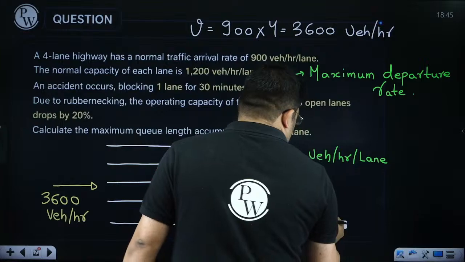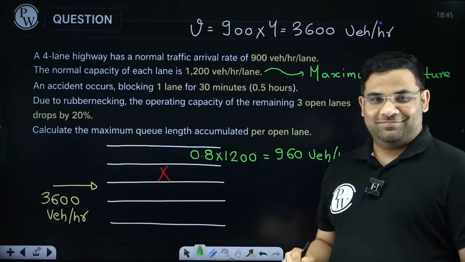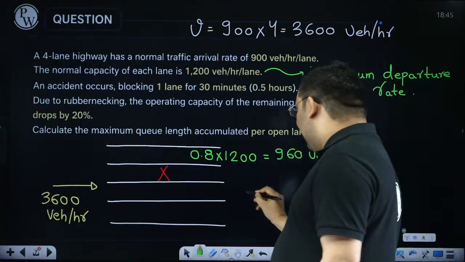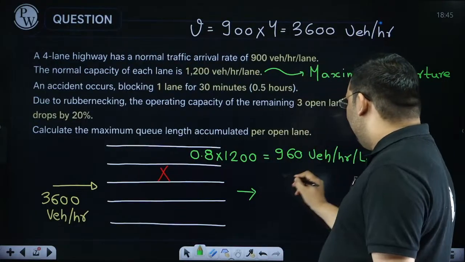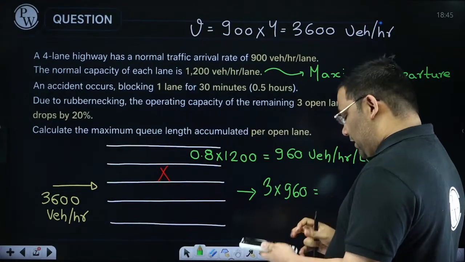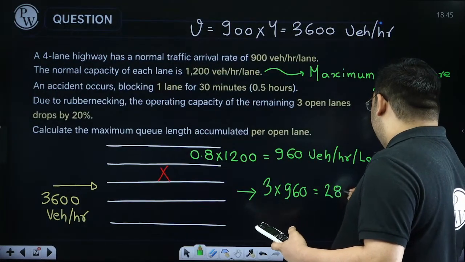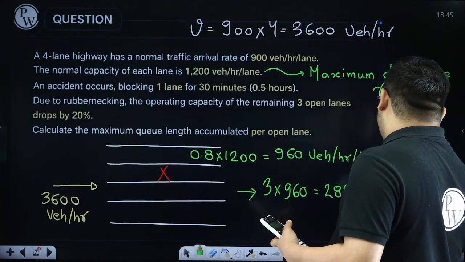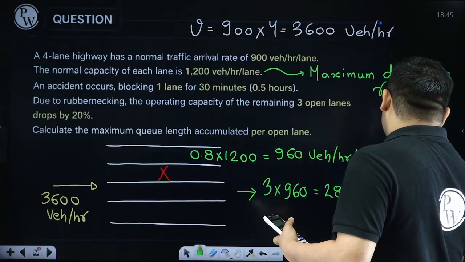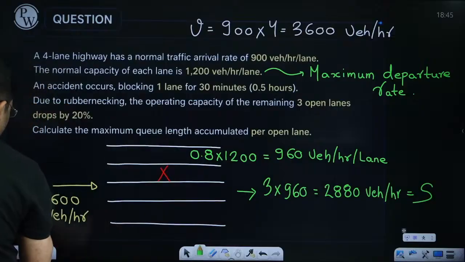Now we have 3 lanes only. So what will be the departure rate? The departure rate will be 3 into 960. So how much will I get? 960 into 3, I am getting 2880 vehicles per hour. So this is the departure rate.